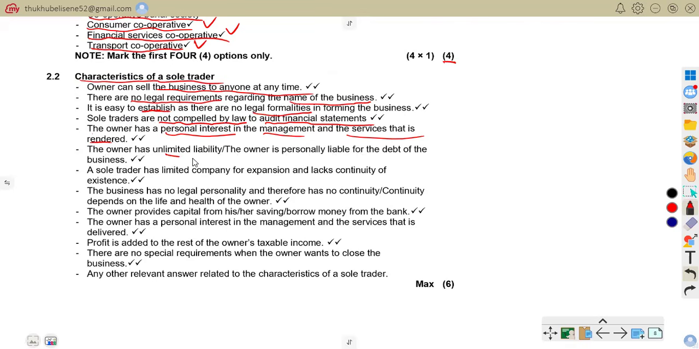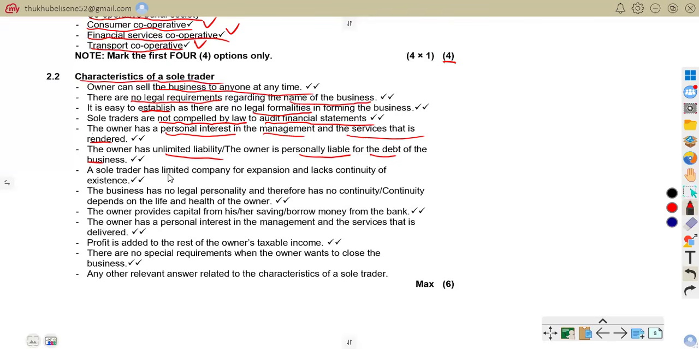The owner has unlimited liability, and the owner is personally liable for the debts of the business. As we know, in a sole trader the owner has unlimited liability, meaning the owner is personally responsible for all business debts or losses. If the business goes through the challenge of debts or losses, the owner is responsible for that.